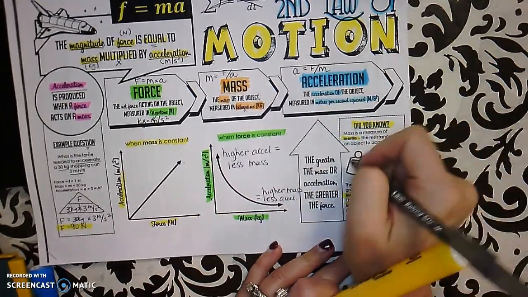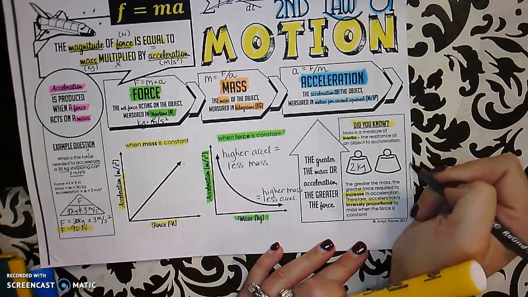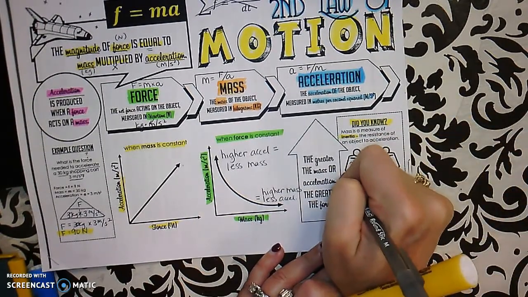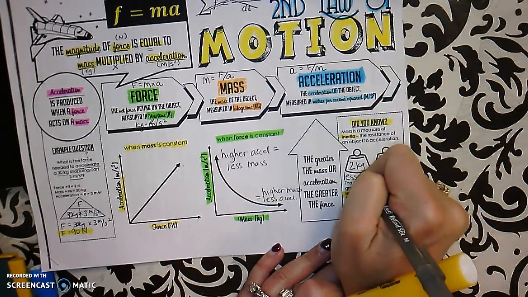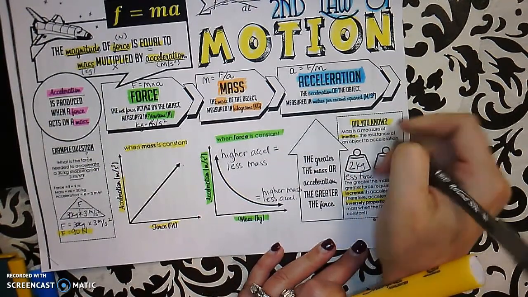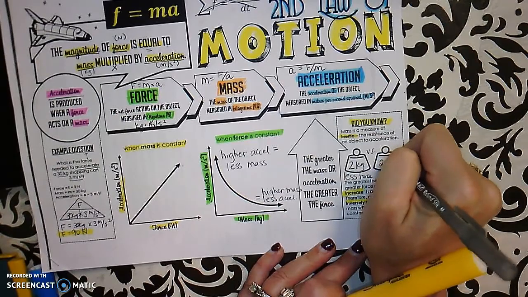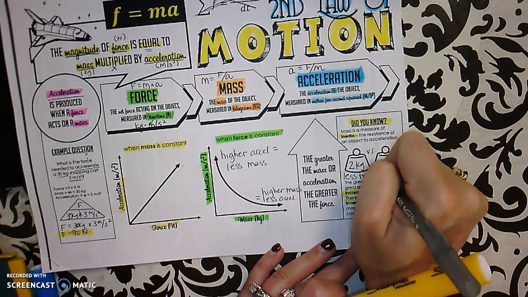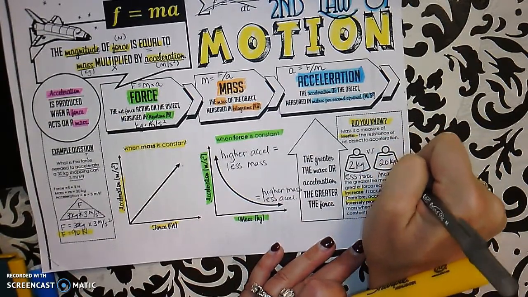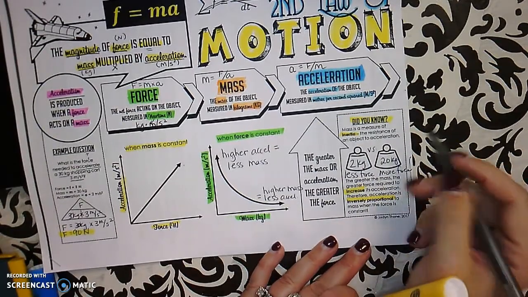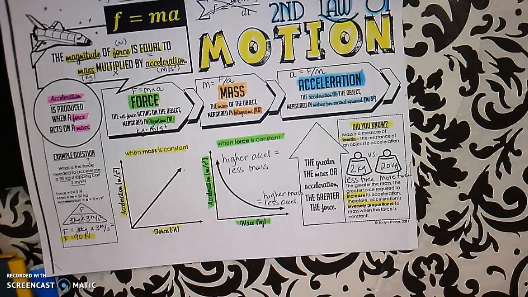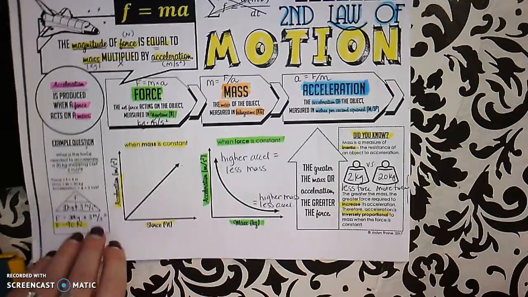So that just means if I had 2 kilograms, then that's going to require less force to accelerate versus if I had 20 kilograms, that's going to require more force to accelerate. Okay? So now we're ready to flip this page over and let's see what they have on the back.